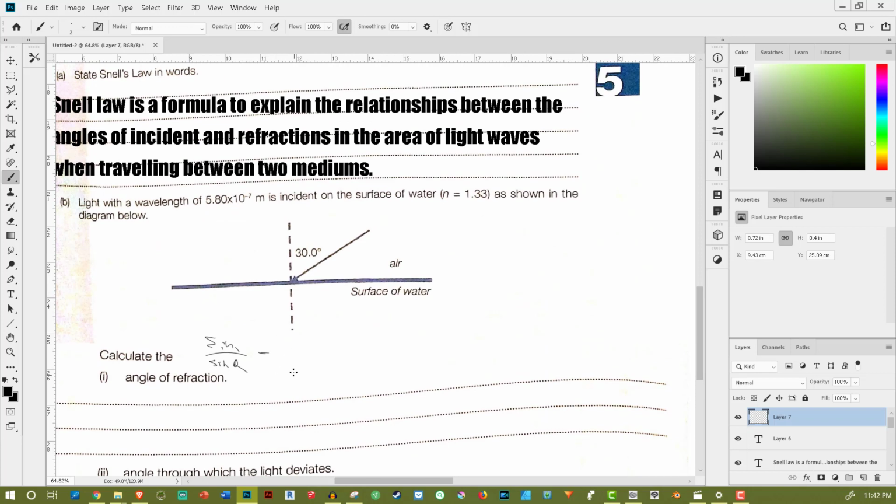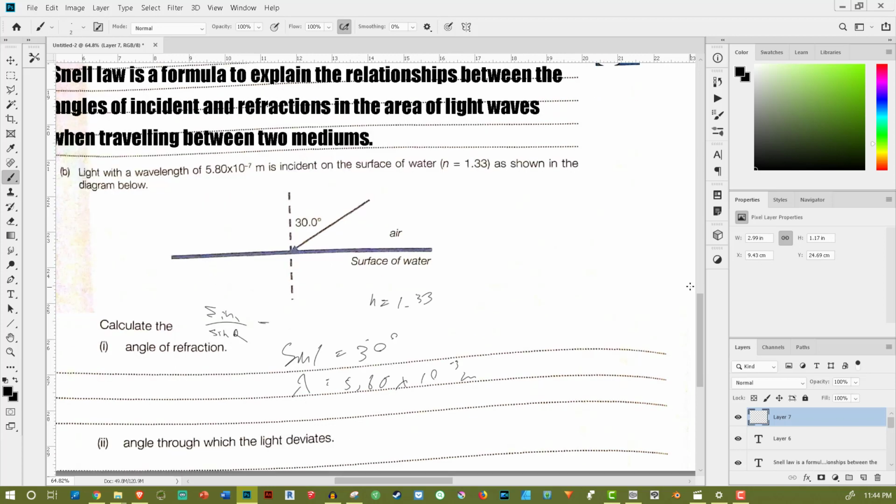So B. So you know, sin 1 is equivalent to 30 degrees. Alpha equals 5.80 times 10 to the minus 7 meters. So I know, since the air is lighter and this is denser, it's probably going to travel along this direction.